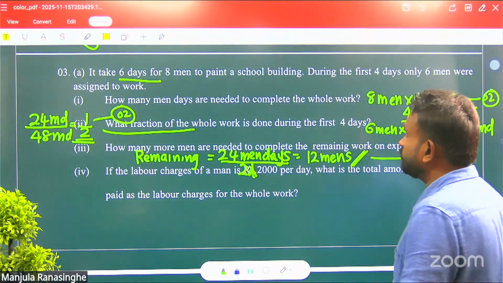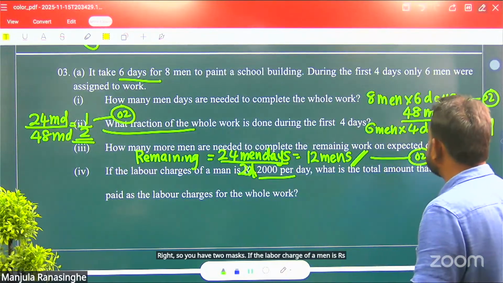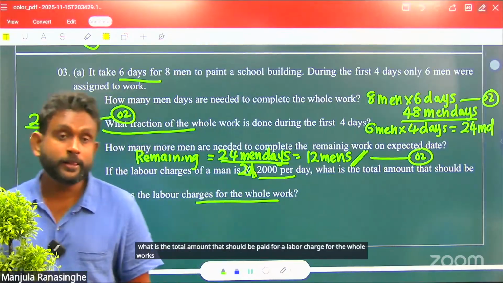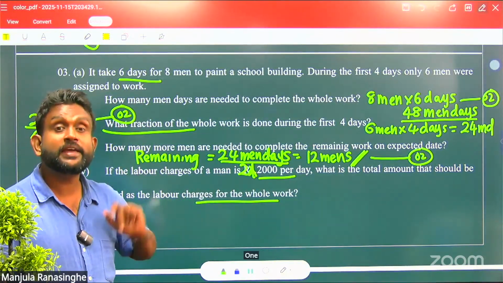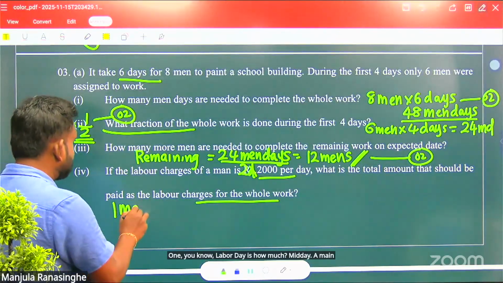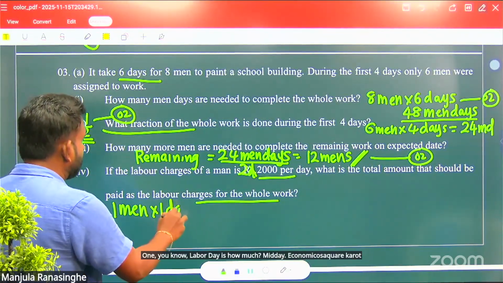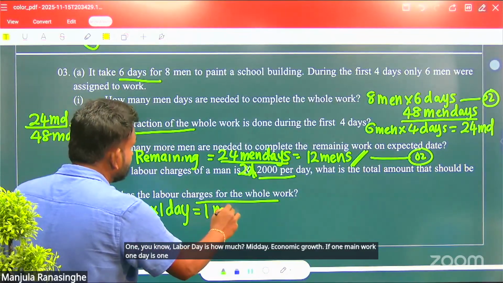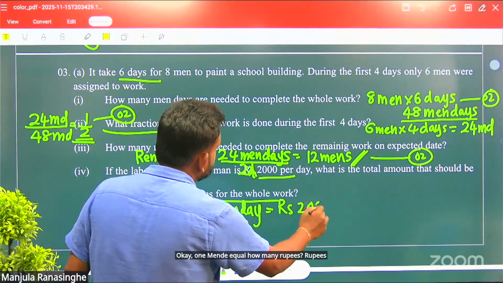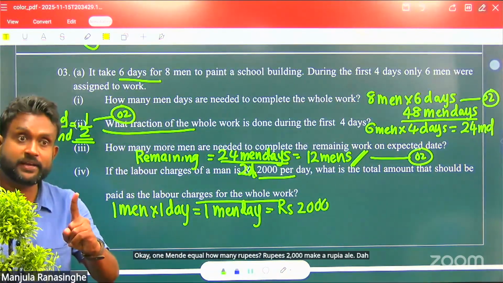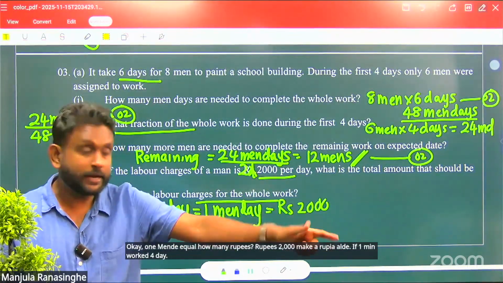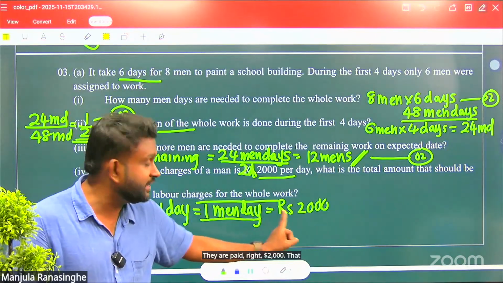If the labor charge of a man is rupees 2000 per day, what is the total amount that should be paid for a labor charge for the whole work? Now, one labor day is how much? Man day. If one man works one day, that is one man day. One man day equals how many rupees? Rupees 2000. If one man works for a day, they are paid 2000. That means one man day is 2000.